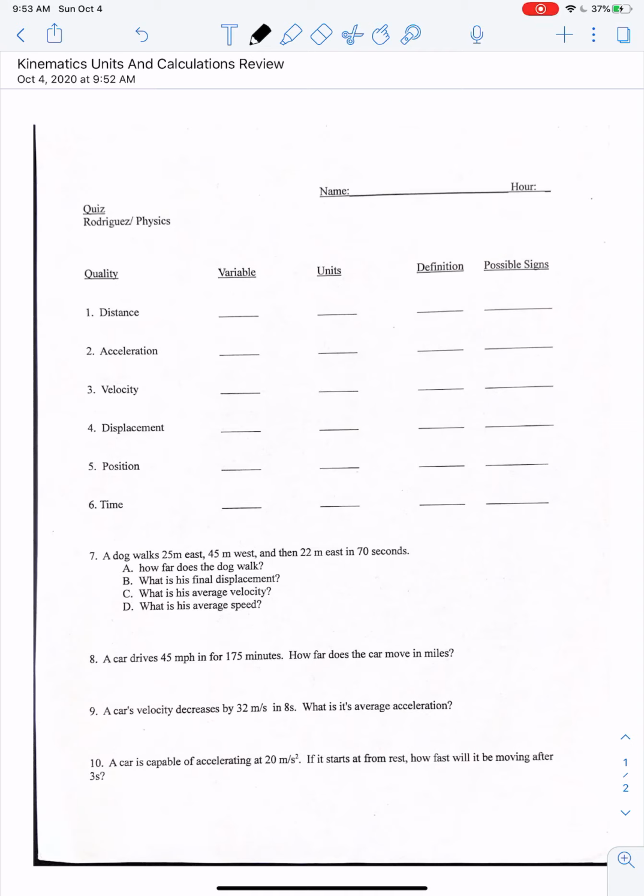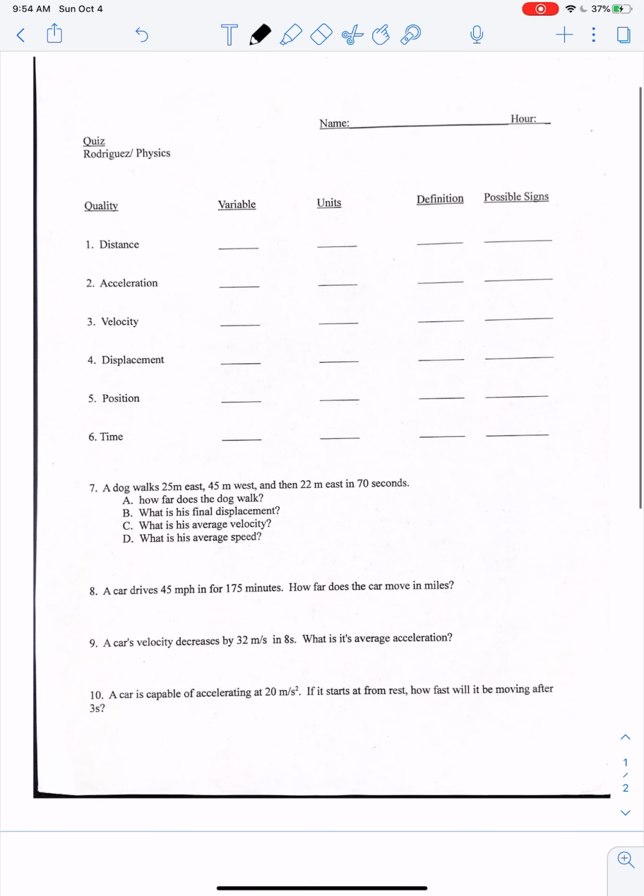All right, so this is a quiz I'd given in the past, and it goes over the units of this 1D motion kinematics section, and it also goes over some calculations as well. And usually I give this as a quiz as well, but this year's different, so maybe that's probably not going to happen. But anyways, let's just go through it.